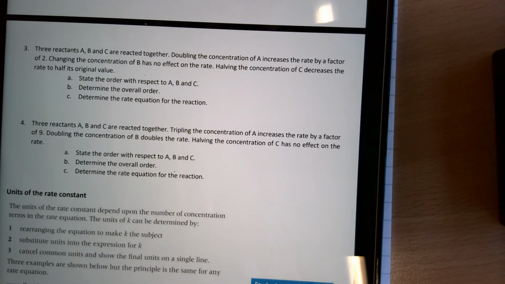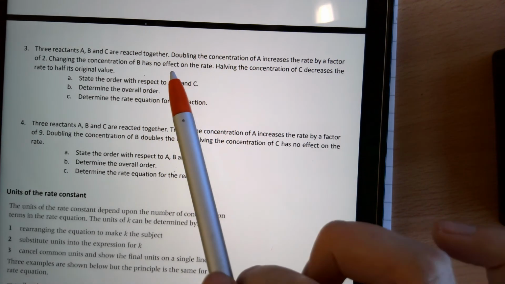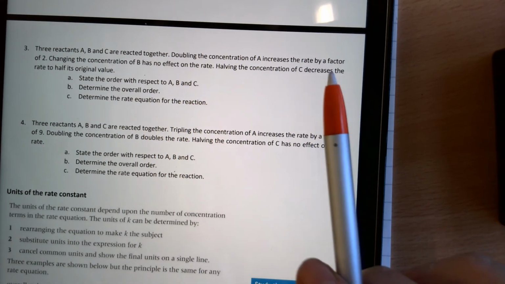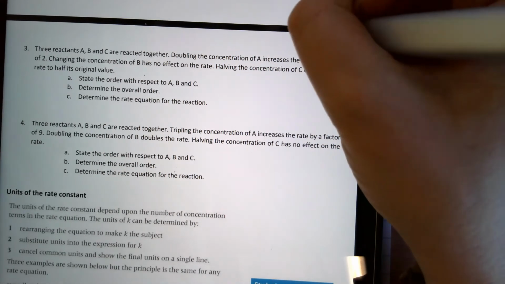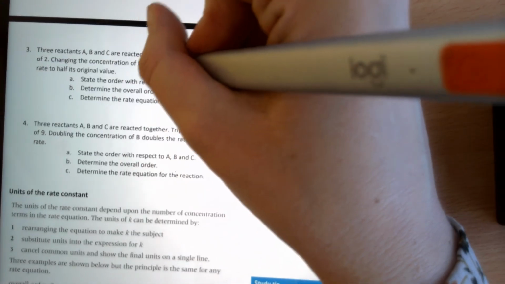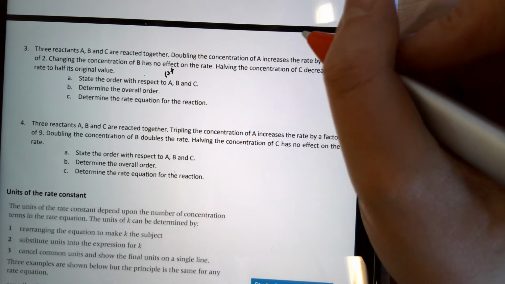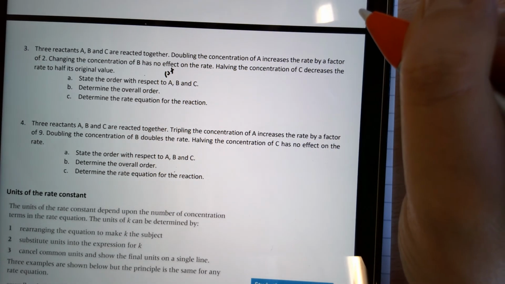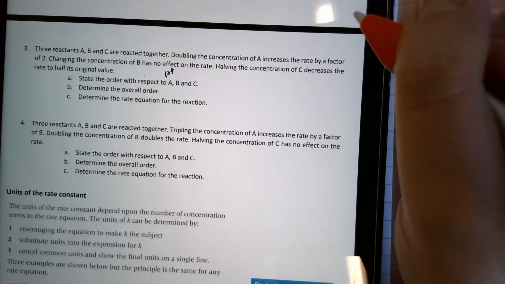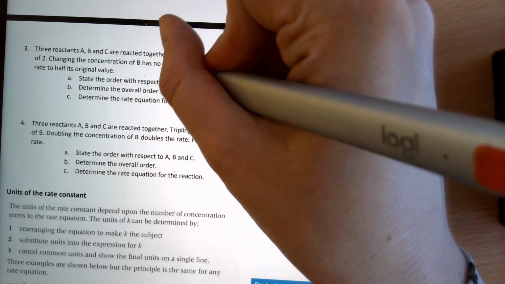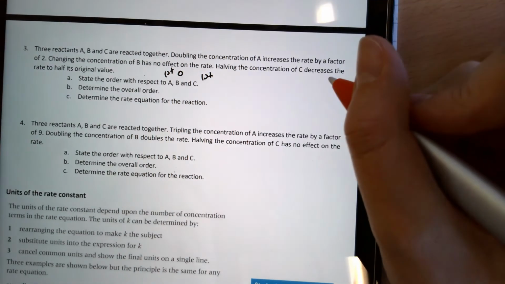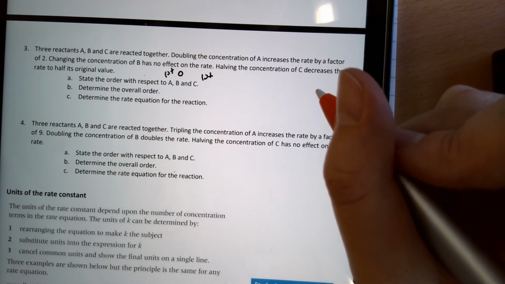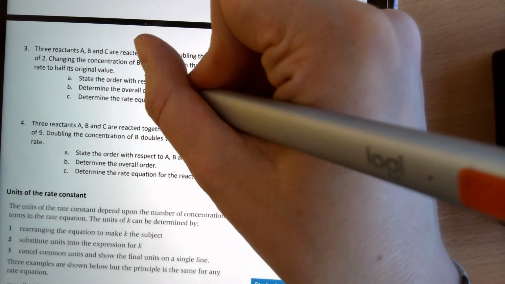It's written slightly different. The order with respect to A, so it says if I double the concentration of A, I increase the rate by a factor of 2. So if I've doubled and it increased by a factor of 2, then A must be first order. I'm doubling and I'm increasing by a factor of 2. For B, it says if I change the concentration, there's no effect. That means it must be 0 order. And for C, if I halve the concentration, it decreases the rate to half. So again, that's first order. I'm halving the concentration, I'm halving the rate. The overall order is going to be 2. 1 and 1 is 2.